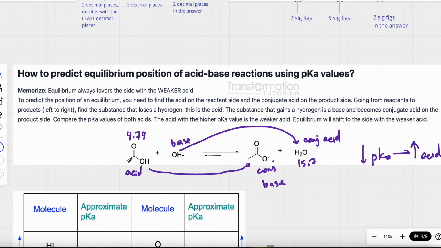Now that I have identified my pKa values for the two acids given, I am going to figure out which one is the weaker one. And we said that the lower the pKa, the stronger the acid, and that means the higher the pKa, the weaker the acid is. That means water is the weaker acid out of the two because it has a higher pKa. And that means that for this reaction, equilibrium will favor the product side, the right side, which is the product side.